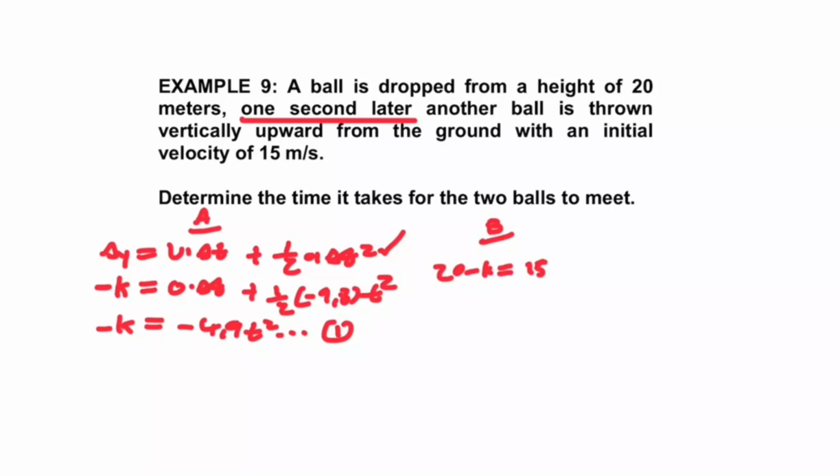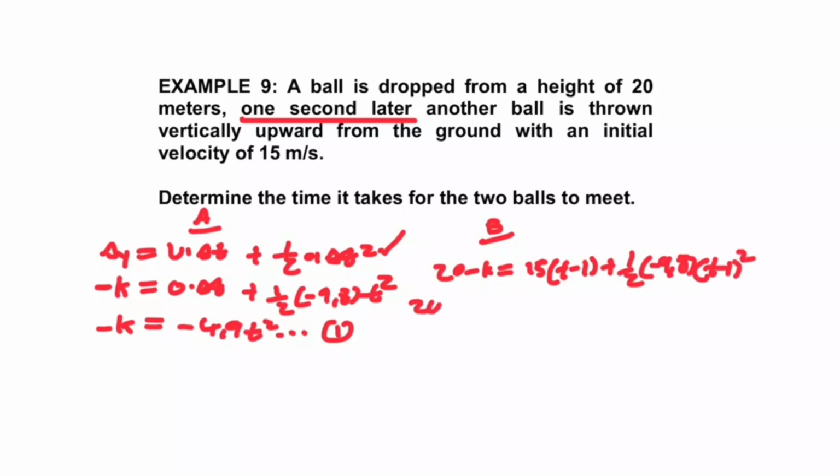But ball B was projected 1 second later. So if for A, we're saying that the time is t, for ball B, the time should be t minus 1 because it is projected 1 second later. If it was projected 2 seconds later, it will be t minus 2. So that is how you account for the time being 1 second later. Okay, so t minus 1 plus a half, the acceleration minus 9.8 t minus 1 squared.